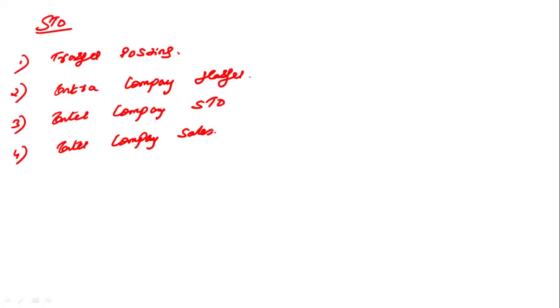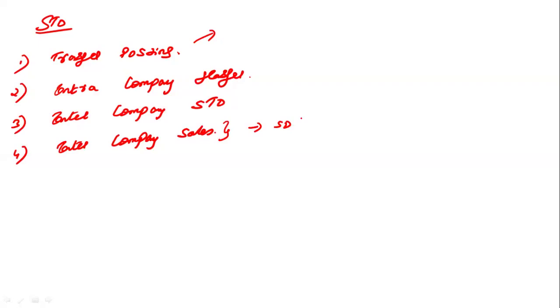So what are these different types of STOs we have? First, transfer posting. As I already said, if you need to transfer the material from one plant to another plant or one storage location to another storage location, if you just need a material document and don't want the accounting document, then you can go with the transfer posting. Then you have the intercompany sales. This is completely under SD. I'll explain something regarding this, but I'll not show this in the system.